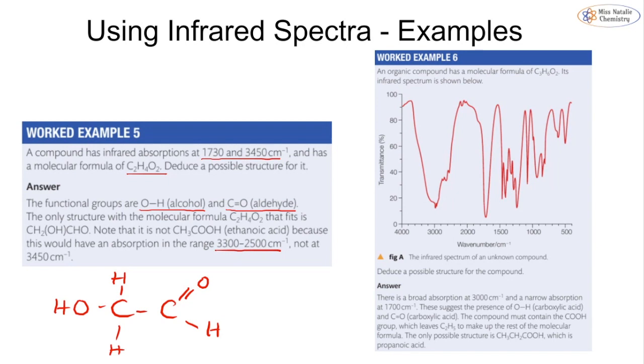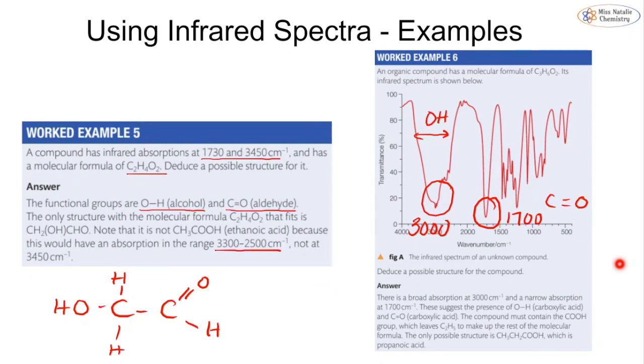Worked example 6 is looking at an organic compound with the structure C3H6O2, and you can see that we're given the infrared spectrum this time as opposed to given the wave numbers, and we're asked to work out the possible structure. So we've got a couple of different things that we have to look at here. We're going to have a peak here at 1700, and we do have a peak here that is approximately 3000. And notice that it is not a particularly broad peak. So this is going to be for our OH, and because it's a thinner peak, then it must be a carboxylic acid, and this is going to be the carbonyl group of a carboxylic acid.